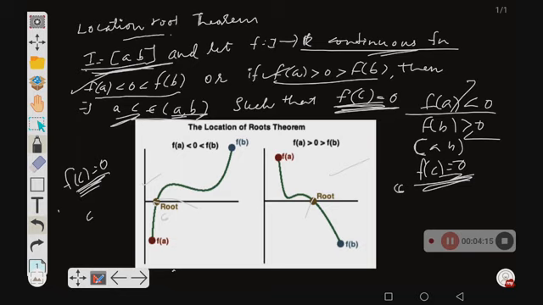So the location root theorem, as its name says, locates the root of the function, not just any function, but the root of continuous functions on a closed interval [a, b]. It is defined on a closed interval [a, b]. So the location root theorem locates the root of a continuous function. We will prove this theorem using a construction of successive intervals, and using that we will prove this theorem.